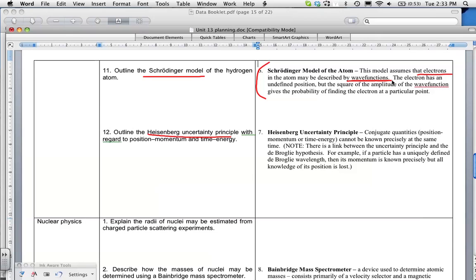Now, with Heisenberg's uncertainty principle, what he stated was that the position and momentum, or time and energy, cannot be precisely known. And he had two formulas, and we shall look at those briefly now. You can see them here.